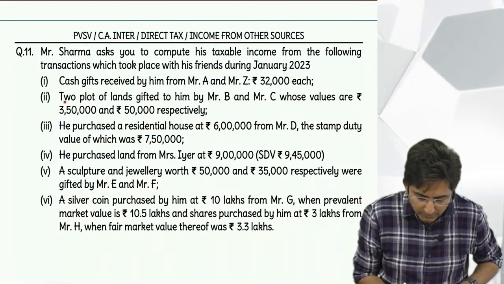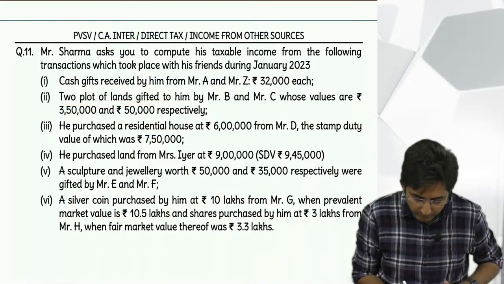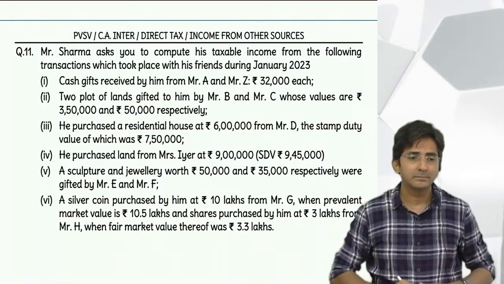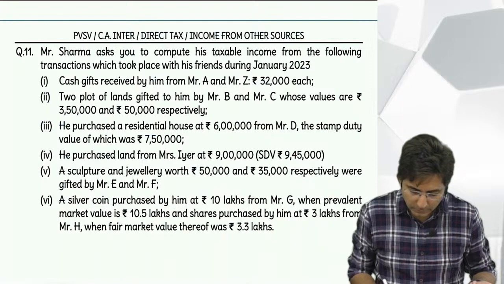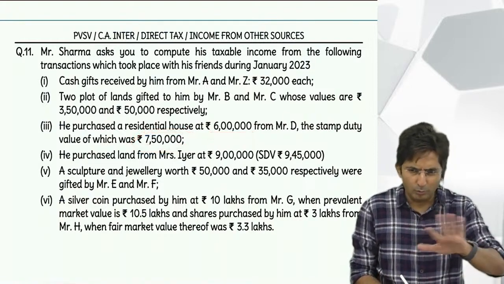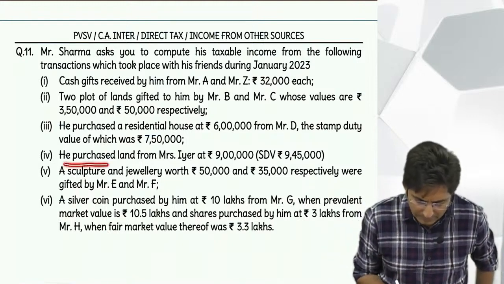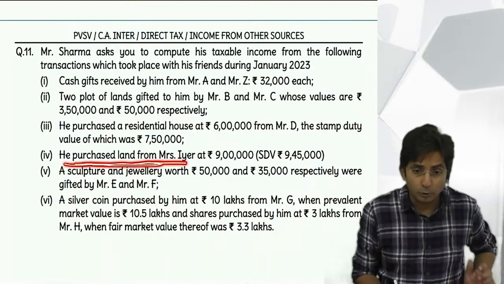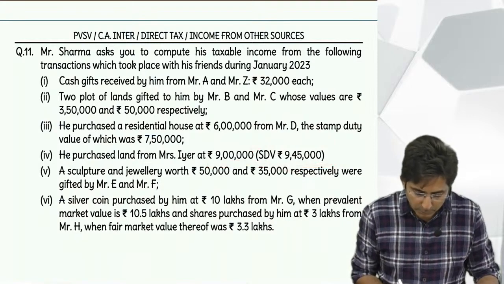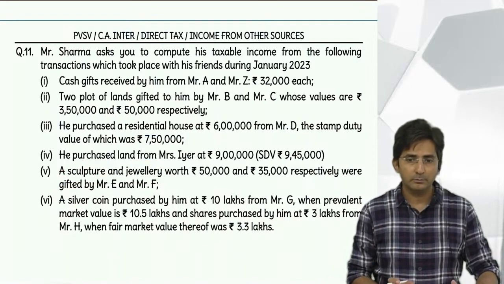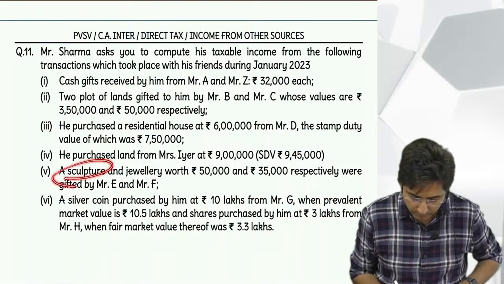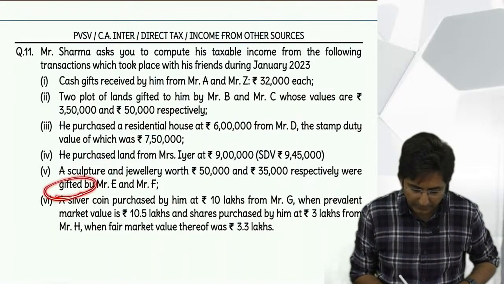Second point, two plots of land gifted. Okay, gift. Then he purchased a house. Purchase transaction also becomes gift if you purchase at low price. Here stamp duty value is 750, but you are purchasing at 6 lakhs, so you are purchasing at low price. Then he purchased land from Mrs. Iyer. Again a purchase at low price. Stamp duty value is this much, but you have paid only 9 lakhs. Then sculpture, jewelry. Sculpture means statue, murti. 50,000, 35,000, and this is completely free gifted.